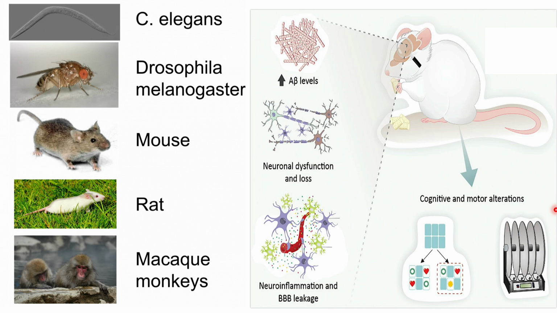So these are the various model organisms that you have already been sensitized about in previous lectures by other dignitaries. There are different model organisms like C. elegans, Drosophila melanogaster, mouse, rat and monkeys. And the other image on the side shows how amyloid beta accumulation and plaque formation leads to cognitive and motor alterations, and in the following slides we will see how these motor and cognitive alterations can be tested in various neurodegenerative disease animal models.